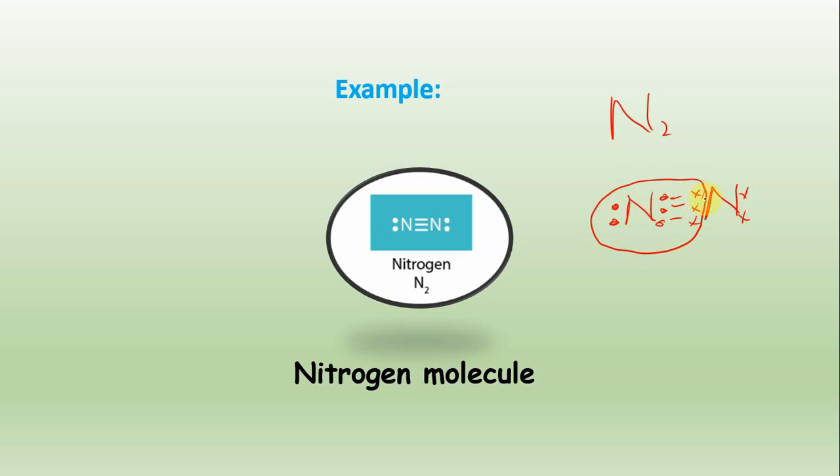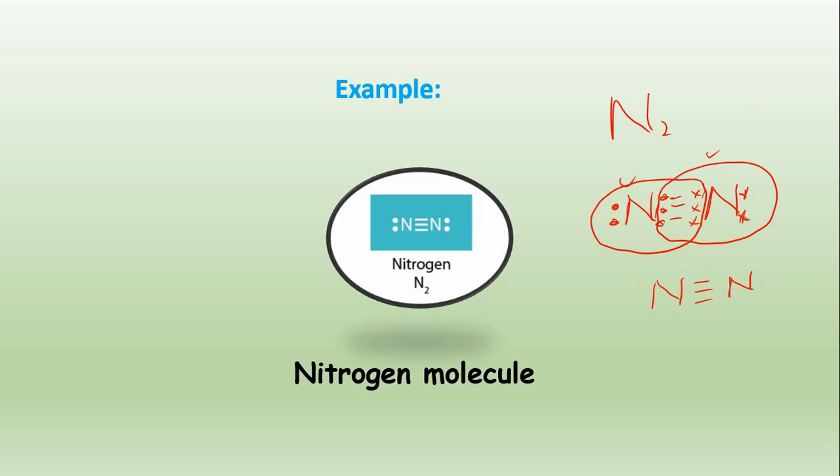Its octet is completed. Now what about this other atom of nitrogen? 1, 2, 3, 4, 5, 6 and 2. These are the 2 other electrons. So the octet of this nitrogen and the octet of this nitrogen are completed, and this is called a triple covalent bond, which means the atoms share 3 electrons, and that is the reason it is denoted by 3 lines.